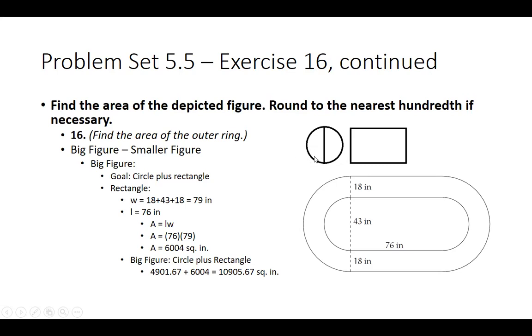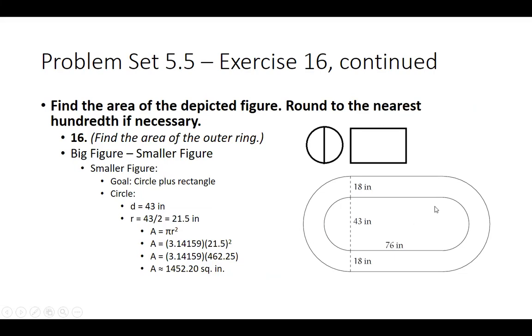The area of the big circle was 4,901.67. Adding those together, the big figure has an area of 10,905.67 square inches. We're going to set that aside for now. We're going to subtract the area of the smaller figure from that to get the outer ring. But in order to get the area of the smaller figure, we again need a circle plus a rectangle's area. It's going to be the small circle plus the small rectangle.